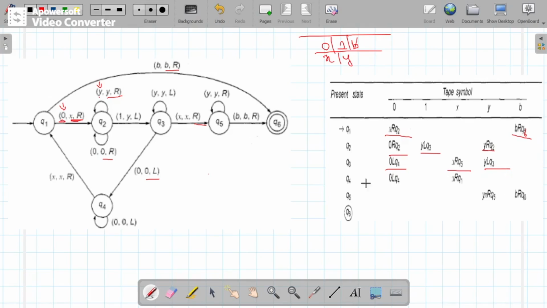So Q4 on 0 goes to 0L to itself, 0L Q4. Does Q4 go anywhere else? Q4 on X goes to XR Q1. Next Q5 on Y and B. Q5 on Y goes to YR Q5, and Q5 on B goes to BR Q6. So this is about the transition table based on this transition diagram.